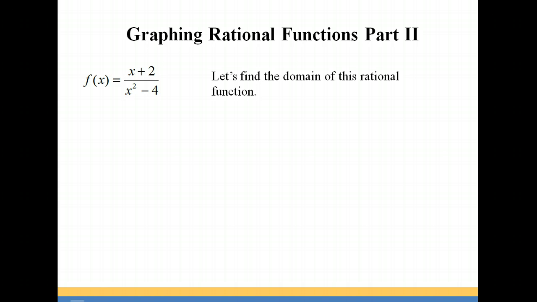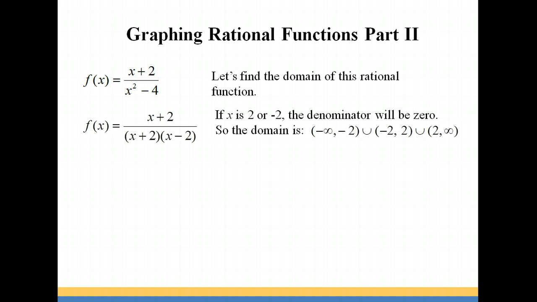Before we start trying to graph it, let's first look at the domain of the function. We can identify the domain by factoring the denominator, which factors into (x plus 2) times (x minus 2). This tells us that if we put a 2 or negative 2 in for x, our denominator will be 0 and the function will be undefined. So our domain excludes negative 2 and 2.